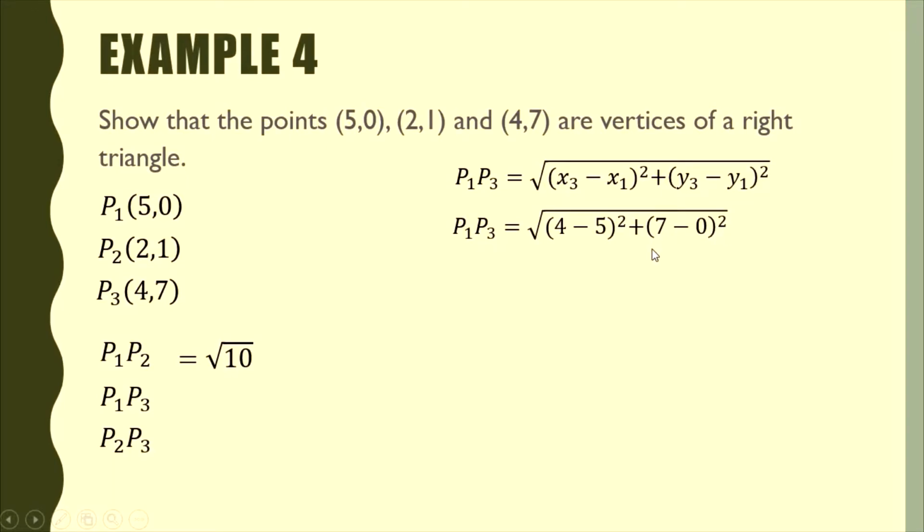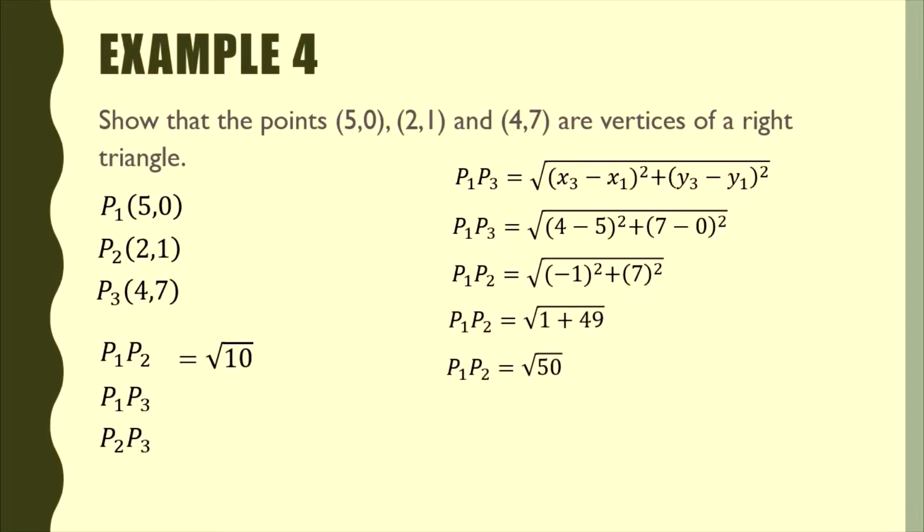Simplify the values inside the parentheses. We will have square root of negative 1 squared plus 7 squared. Simplifying the expression inside the parentheses, we will have square root of 1 plus 49. So what we have is square root of 50. Now square root of 50 can be simplified to square root of 25 times 2. Getting the square root of 25, we will have 5 square root of 2. Therefore, the length of the side p sub 1 to p sub 3 is 5 square root of 2 units.